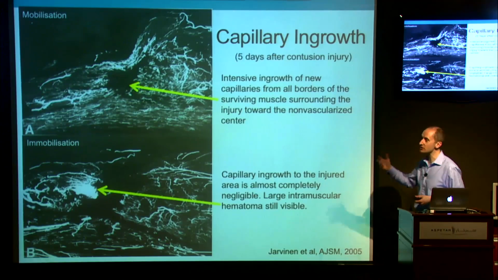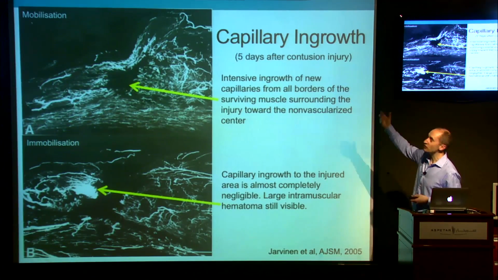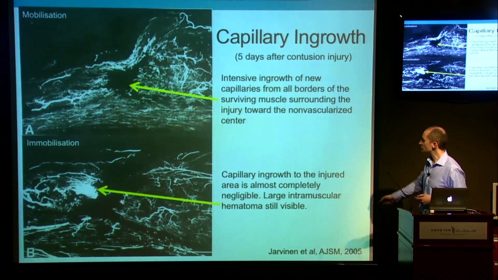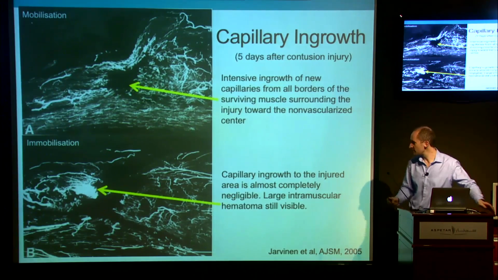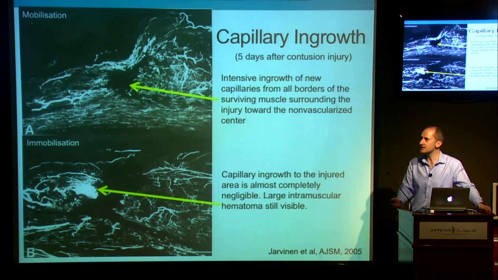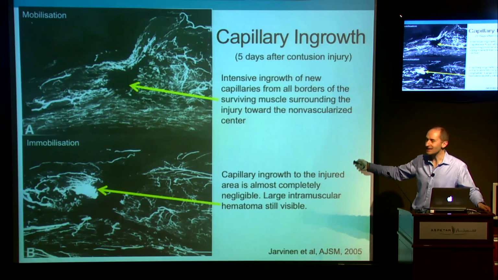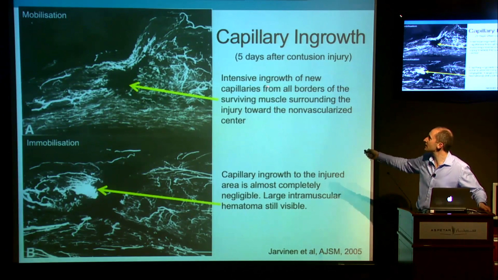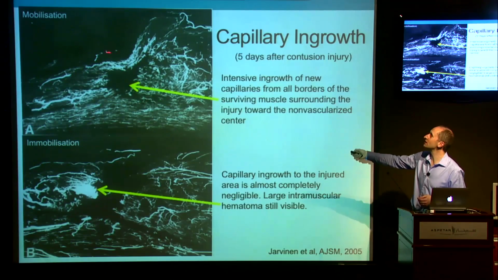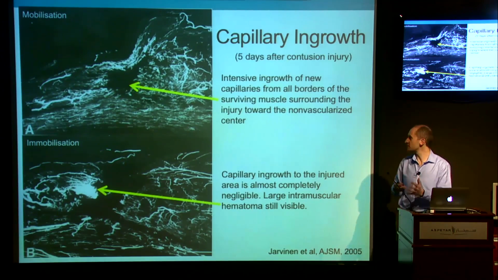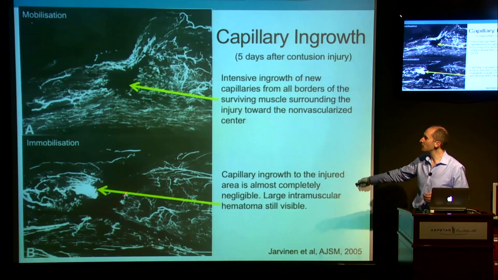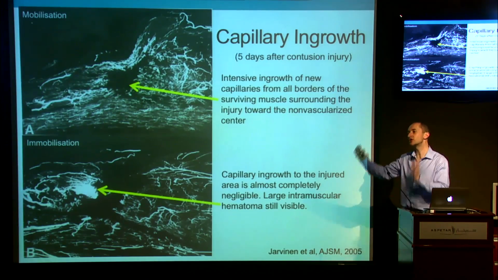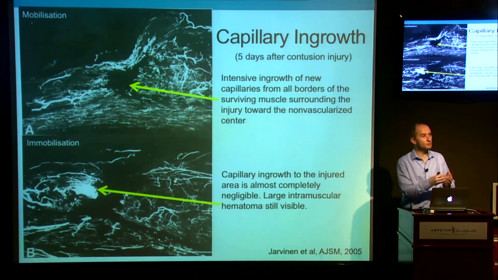What we know then is it changes the presentation, not just at a mechanical level, but we're also thinking of it as a stimulus for capillary ingrowth. Jarvinen's seminal paper in the American Journal of Sports Medicine in 2005 highlighted the difference following a muscle injury. And again, this is an animal model, but it presents some very key principles: with mobilization, we get good intensive ingrowth of new capillaries. We get a reduction in the size of the hematoma towards this non-vascular center. Contrast that with the immobilized group. We've got a big hematoma here. We get reduced capillary ingrowth. We get increased scar size. So getting muscle moving early is important.